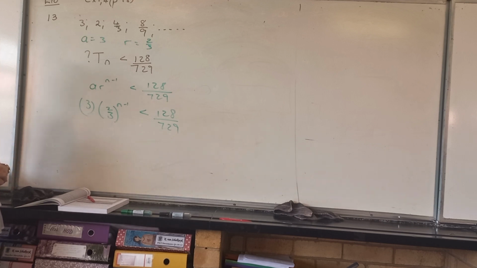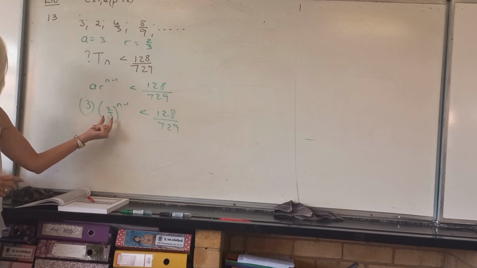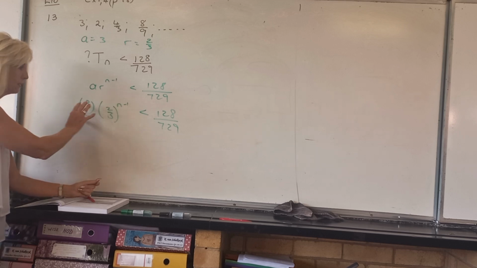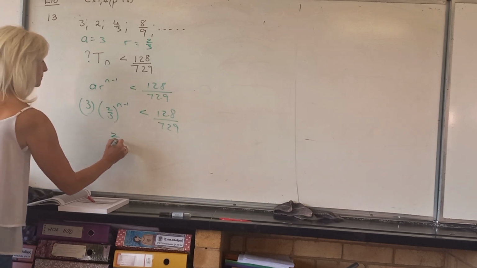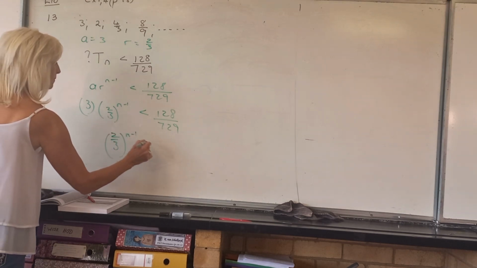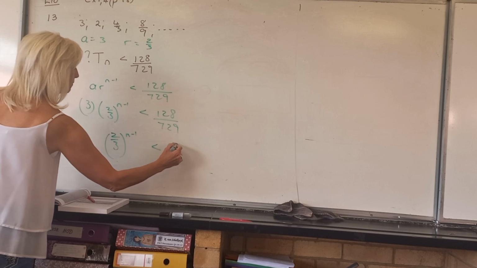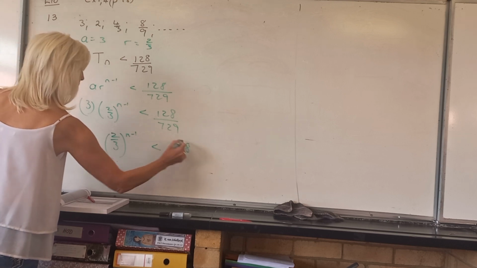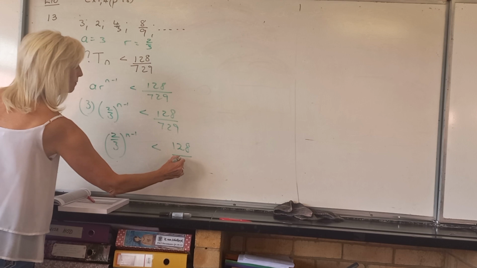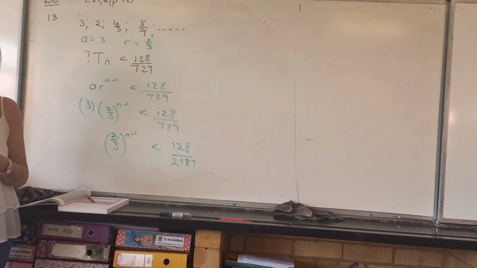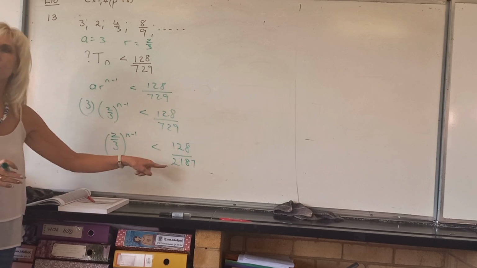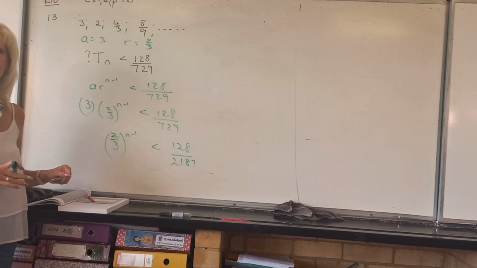What do you think the base is going to be? That's what I'm aiming for. I know what I'm aiming for. I've got to get this alone. So what am I going to do with that 2? Okay, and what's the answer? The right side is 128 over 2187.